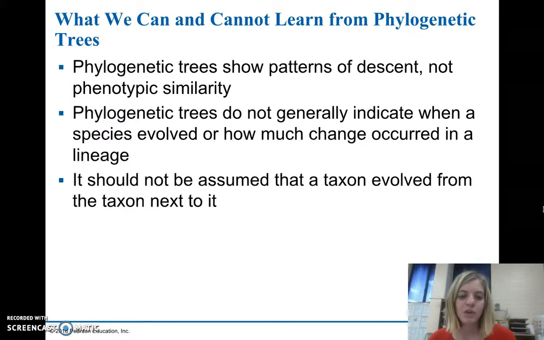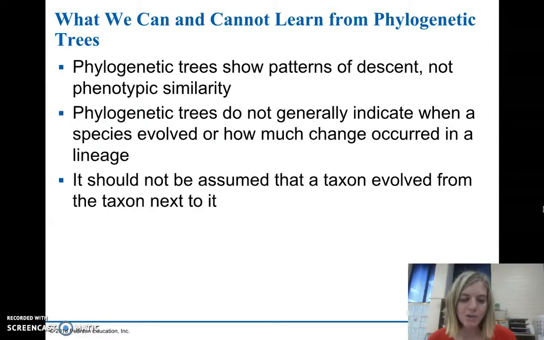Second, they don't really give us a good idea of when a species evolved or how much change occurred in a particular time. It doesn't tell us the ages of species. It's just meant to show us the order in which things happened.